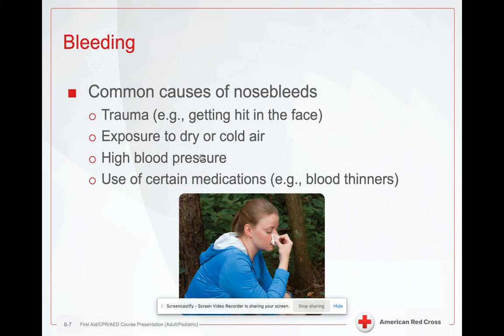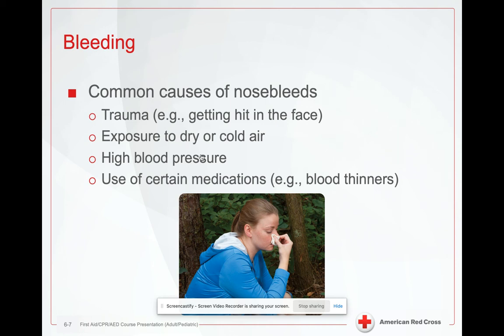Continuing on with bleeding, some common causes of nosebleeds, also called epistaxis. That's the medical term for a nosebleed. Can be due to trauma, such as getting hit in the face, exposure to dry or cold air, high blood pressure, as well as the use of certain medications, such as blood thinners, all common causes of nosebleeds.